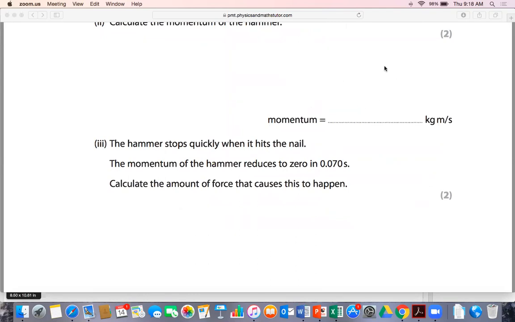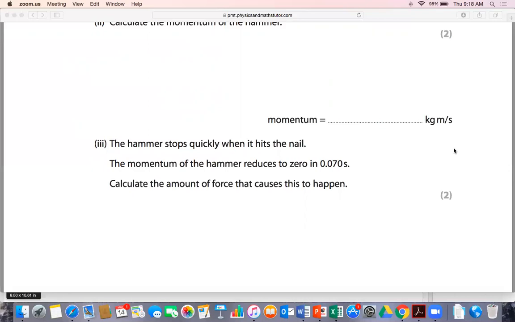The hammer stops quickly when it hits the nail. The momentum of the hammer reduces to 0 in 0.07 seconds. Calculate the amount of force that causes this to happen. So calculate the amount of force. What do you all get? 22.14. Yeah, you should get 22 to 23 Newton. There's a range of values there.